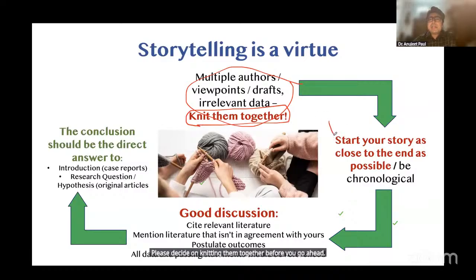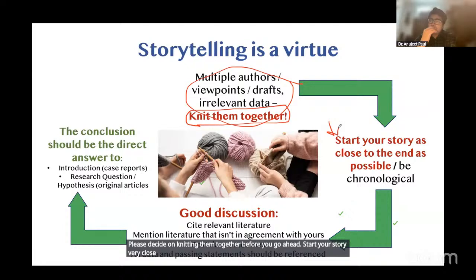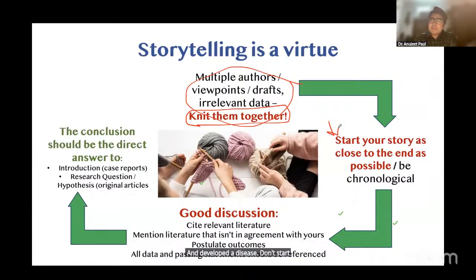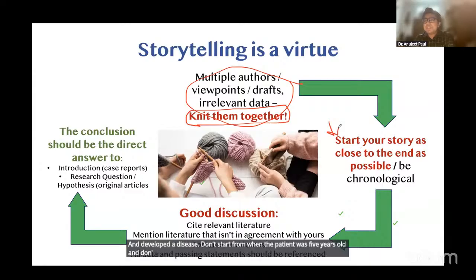Start your story as close to the end as possible. For example, a patient developed lung cancer and something happened and developed a disease. Don't start from when the patient was 5 years old, and don't start from something else which is irrelevant, and don't talk about anything which is not related to your introduction and your conclusion.